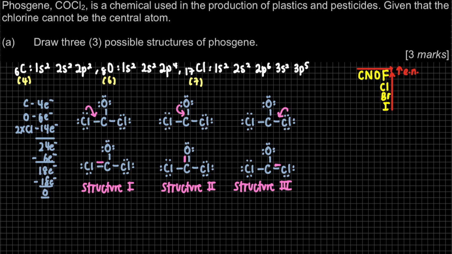So now we have all the 3 possible structures of phosgene. Remember, for the possible structure or our Lewis structure, make sure that each of the atoms already achieves octet. If you answer only with this one, it is not the Lewis structure yet because carbon only got 6. So the 3 possible structures are these, where all the atoms already achieve octet. Make sure you label the structures as well.